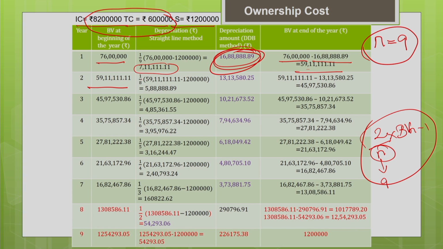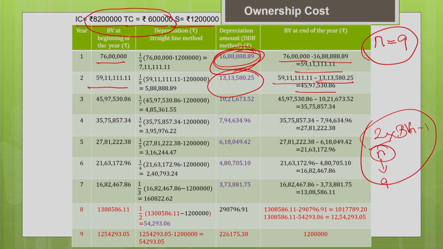Now the number of years left in the recovery period from the beginning of the second year to the end of the useful life is 8. That is why 8. Now this is your book value at the beginning of this year minus your salvage value. This gives you the depreciation. Now the DDB method you can calculate. The book value at the end of the year is nothing but the book value at the beginning of the year minus whichever depreciation is higher. Obviously the depreciation of DDB is higher, so I have taken that. So this is your book value at the end of year.